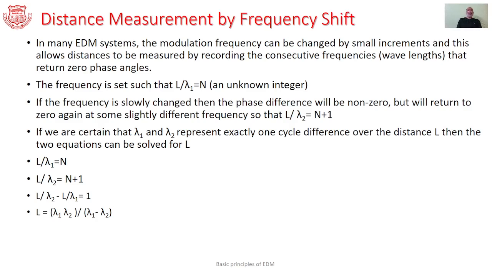In many EDM systems, the modulation frequency can be changed by small increments, which allows the distance to be measured by recording consecutive frequencies that return to zero phase angles. The frequency is set such that L by lambda 1 is equal to n. If this frequency is slowly changed, then the phase difference will still be non-zero, but it will return to zero again at slightly different frequency, so that L by lambda 2 is equal to n plus 1.